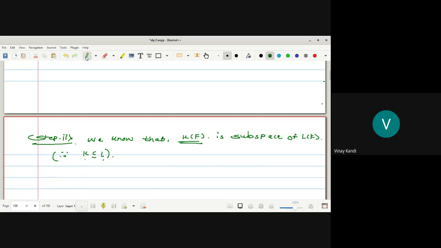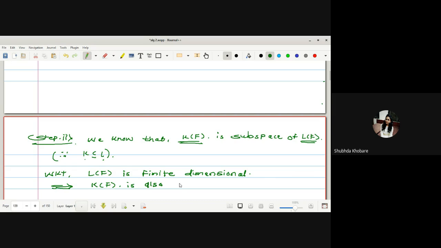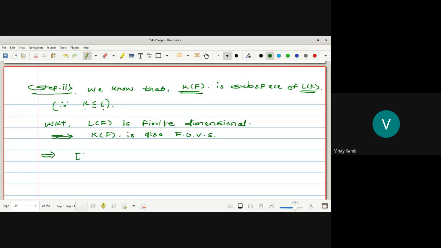Okay, any doubt? No sir. So here K over F is the subspace of L over F. Why? Because K is the subfield of L. Okay, and we know that L over F is finite dimensional vector space. Okay, जर तुमचा वेक्टर स्पेस फायनाइट डायमेन्शनल असेल तर त्याचा सबस्पेस पण काय असेल, इन्फायनाइट डायमेन्शन असेल का, is also finite dimensional vector space. Okay, so this implies the degree of K over F is finite.